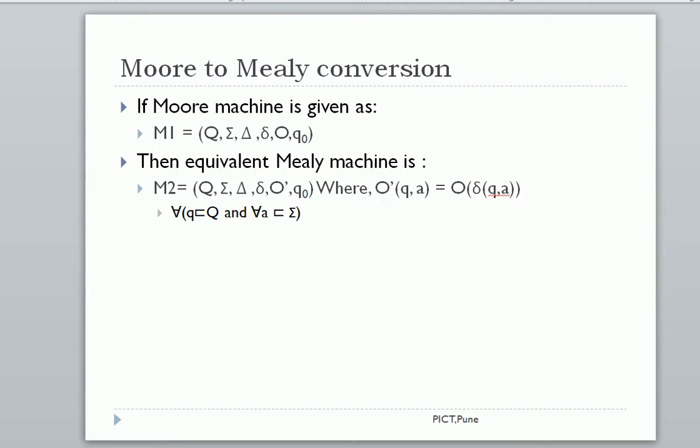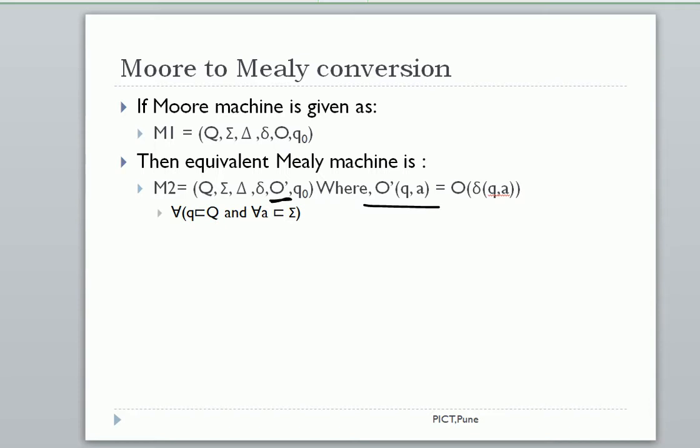Let's say M1 is my machine, call it a Moore machine, (Q, Sigma, Delta, O, delta, Q0), where Delta is the output set, delta is the transition function, and big O is the notation for the output function of the machine. Q0 is the initial state. Then its equivalent Mealy machine will contain the same tuple, because they are the same in power. The only change is the output function, big O or O dash, right?